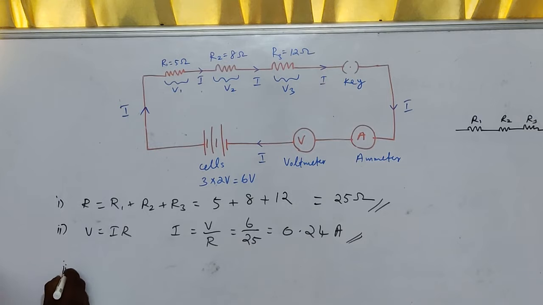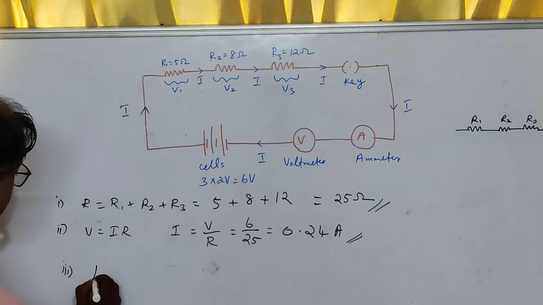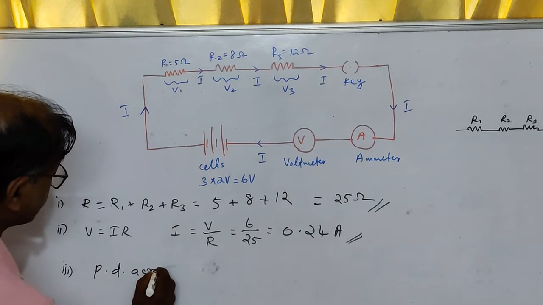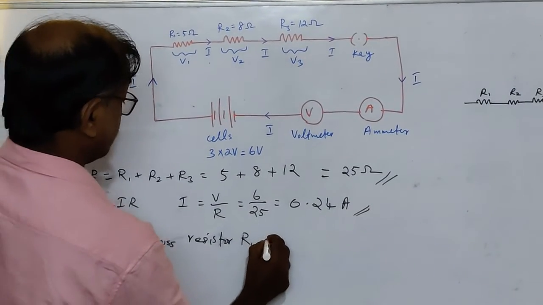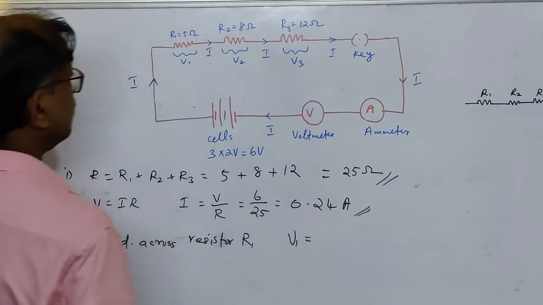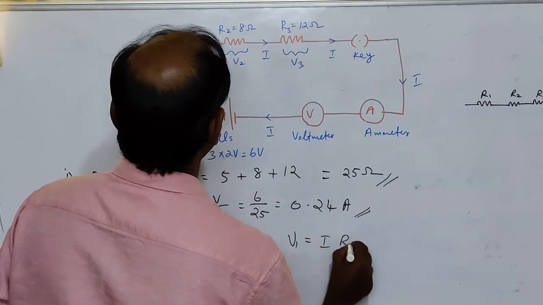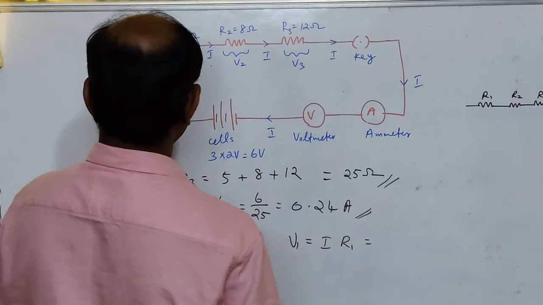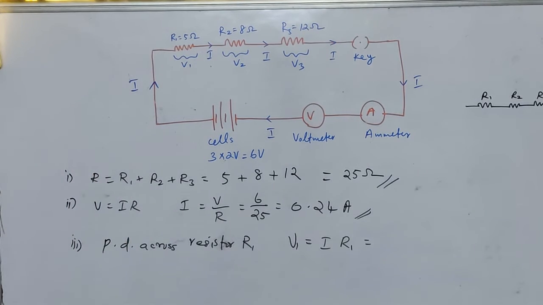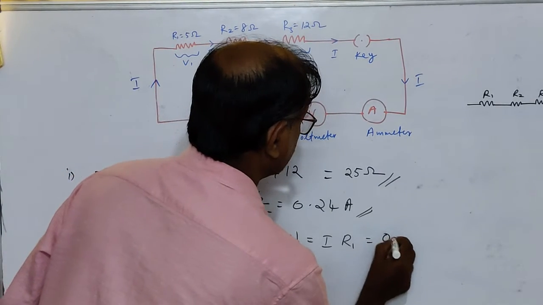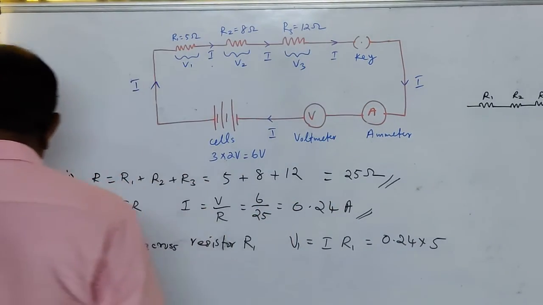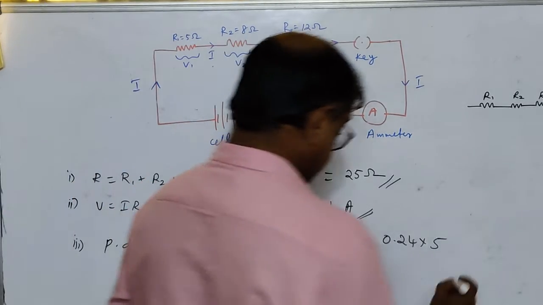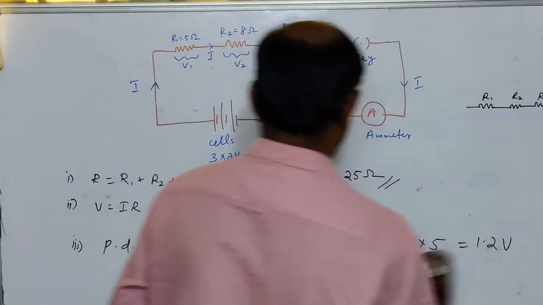And third question, what is the PD across each resistor? So can you say the potential difference across resistor R1, we can call it as V1. V1 equal to IR1, that is I, we have to find I. So I is equal to 0.24 into R1. R1 is 5. 0.24 into 5, that is equal to 1.2 volt.